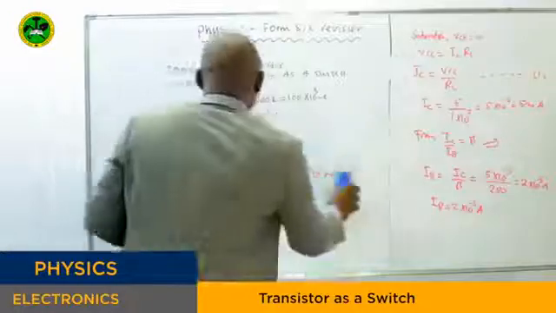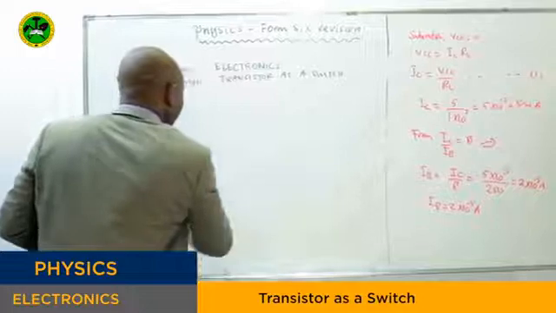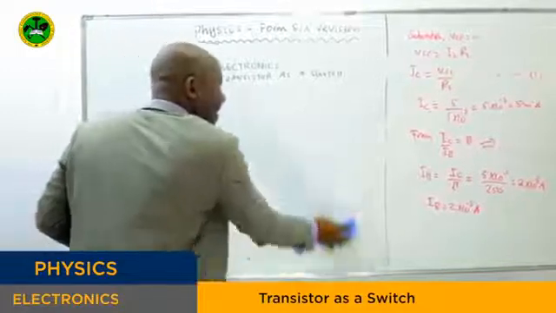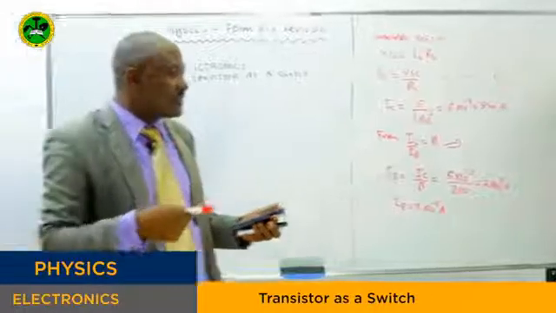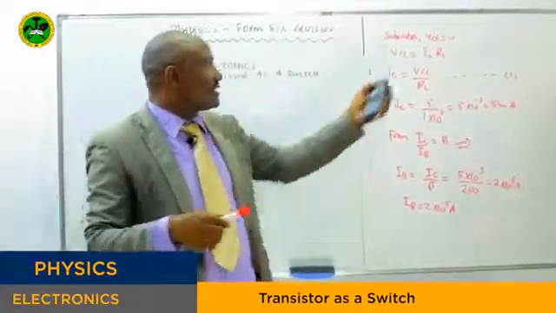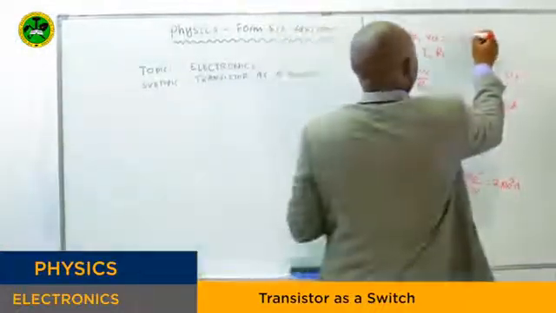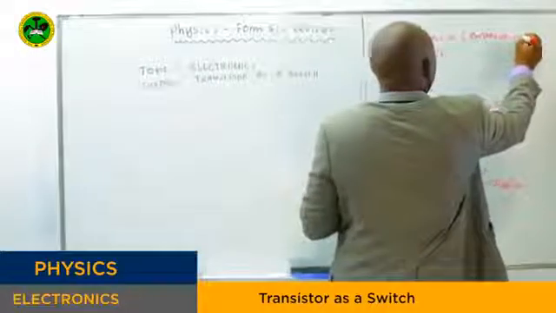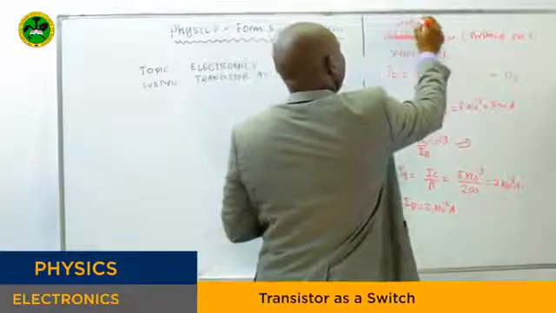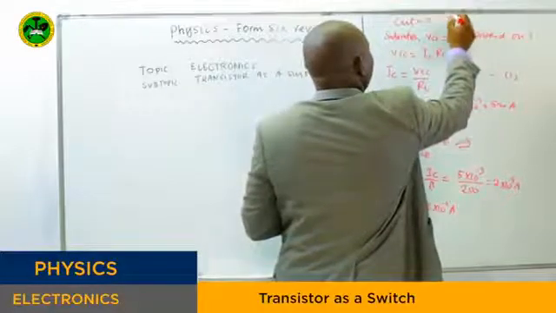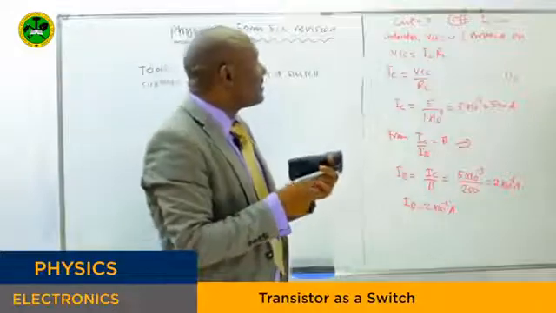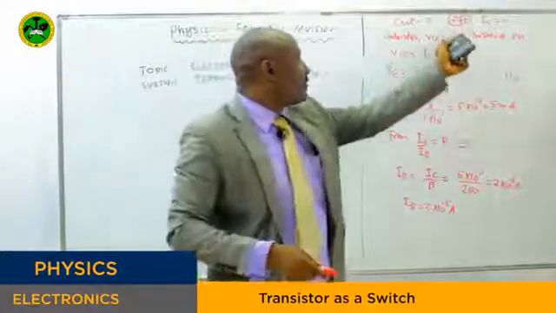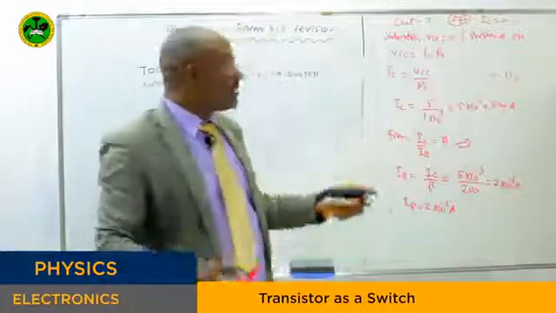Part B of this question is to determine the input voltage when the transistor is switched on. And remember, when you talk of the transistor being switched on, it's supposed to be at saturation. That's where it's switched on. In the cutoff, the transistor is switched off, remember, because the IC is 0. So we normally use the cutoff state as switched off, and saturation is where the transistor is on.